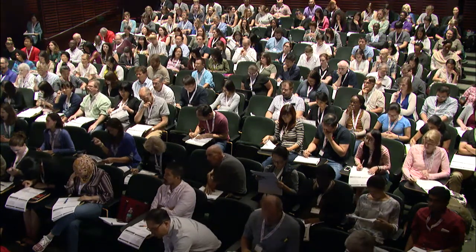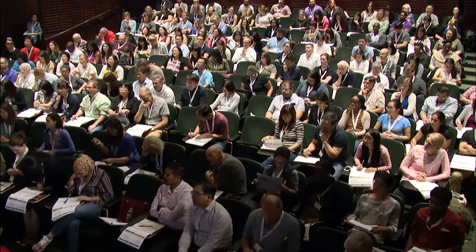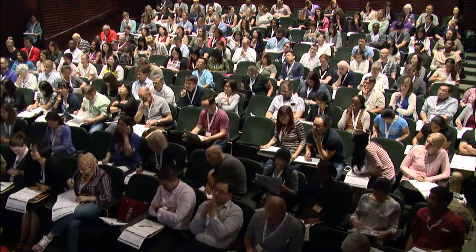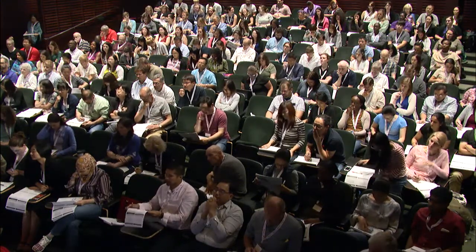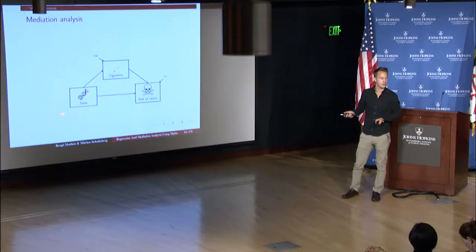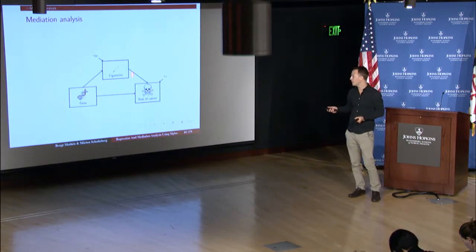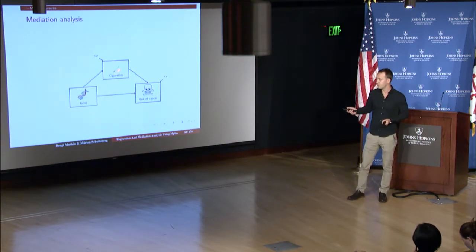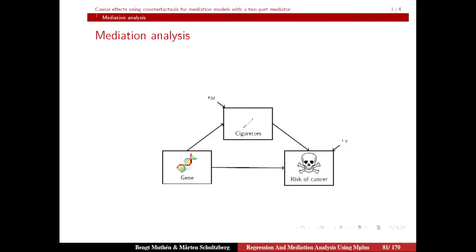Right. OK, so I'm just going to try to give some intuition for this, exactly what Bengt said. This is just another take on the same thing, really. So let's assume we have this mediation model here. We have a gene. It's a binary gene. You either have this gene or you don't have this gene. We have a mediator, which is number of cigarettes you smoke per day. And we view this as a continuous variable at this point. And then the outcome is the risk of cancer. And we also view this as continuous. It's some kind of continuous scale of risk in this setting.